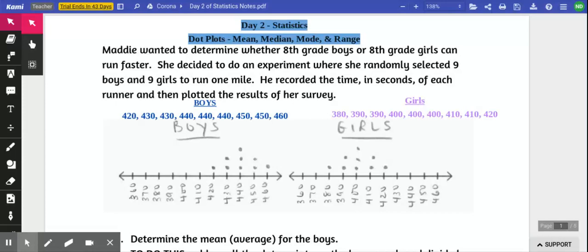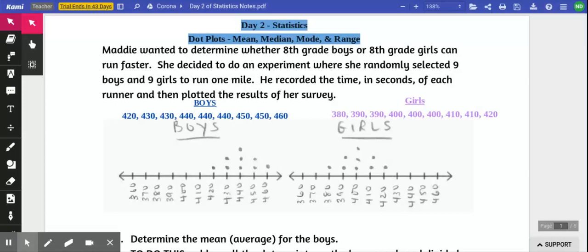So I see just 1 dot on top of the 420. So that means just 1 boy ran a 420-second mile. Then there are 2 dots on top of the 430, so that means 2 boys ran a 430-second mile. And then there are 3 dots on top of the 440, which means 3 boys ran a 440-second mile, and so on and so forth. So what we need to know about dot plots is that each dot represents 1 runner.